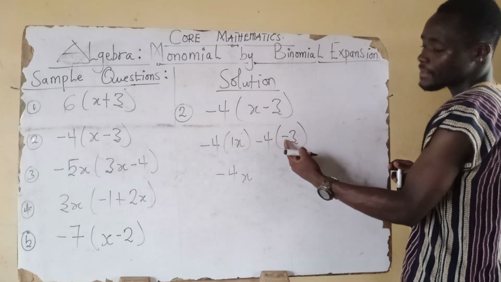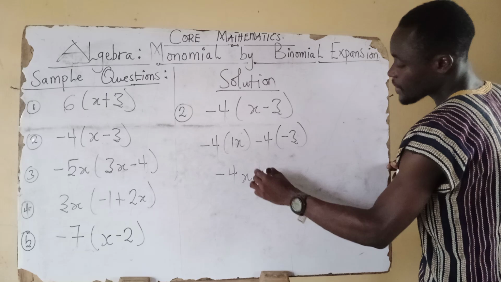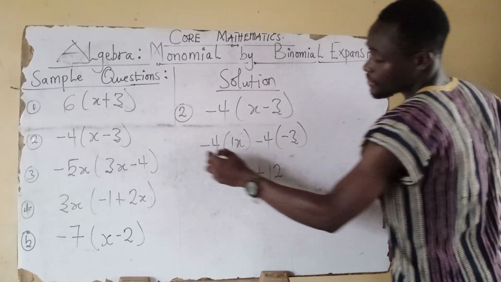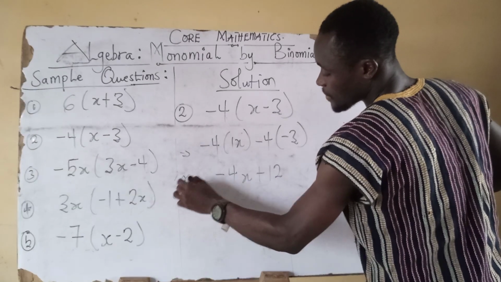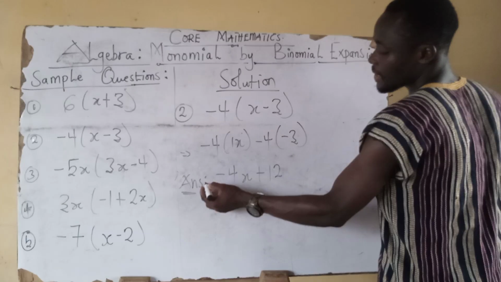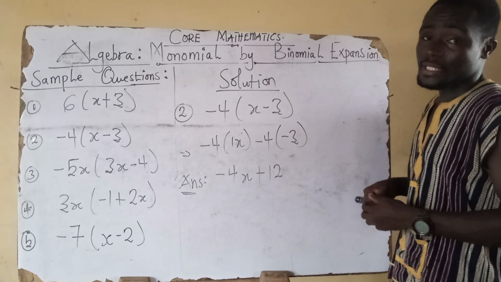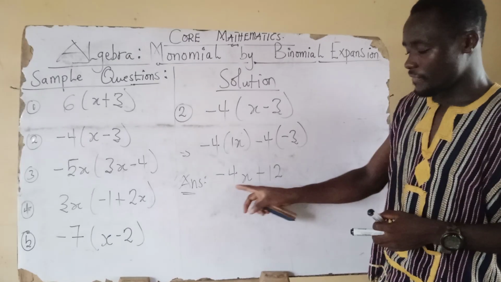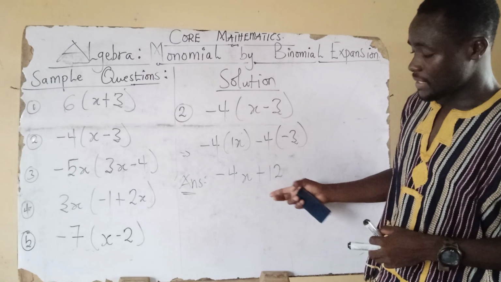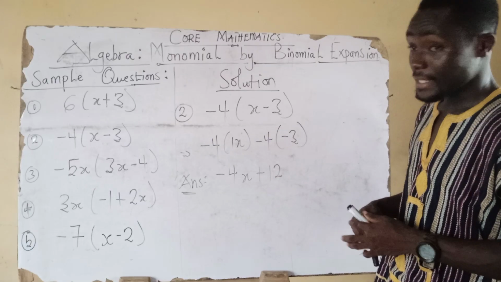Now negative by negative multiplying, I'm going to get what? Positive. 4 by 3, I'm going to get what? 12. So algebraically, this then becomes my final answer. Why? Because they are not like terms, so I cannot subtract the 4x from the 12. This has x attached to it, so they are not like terms. Therefore, I'll conclude this as my final answer.